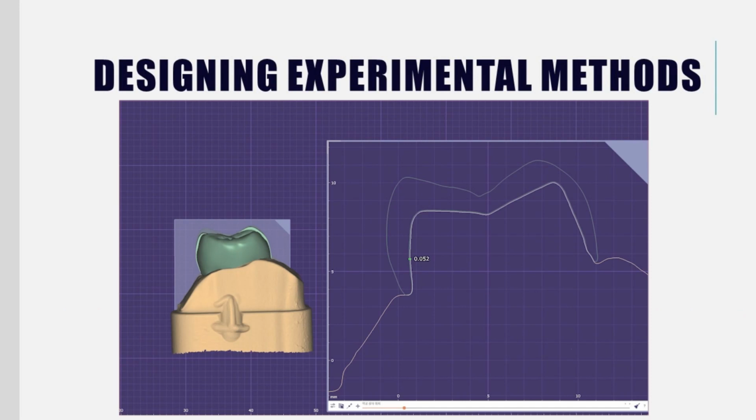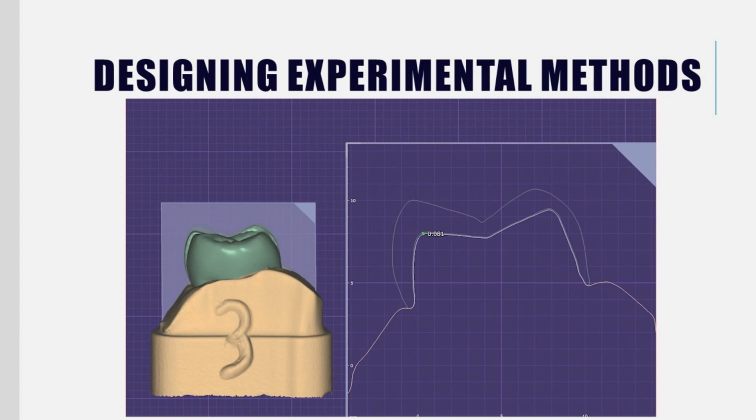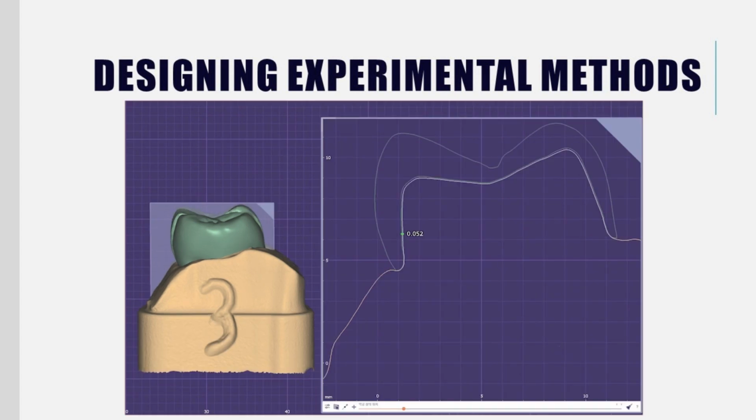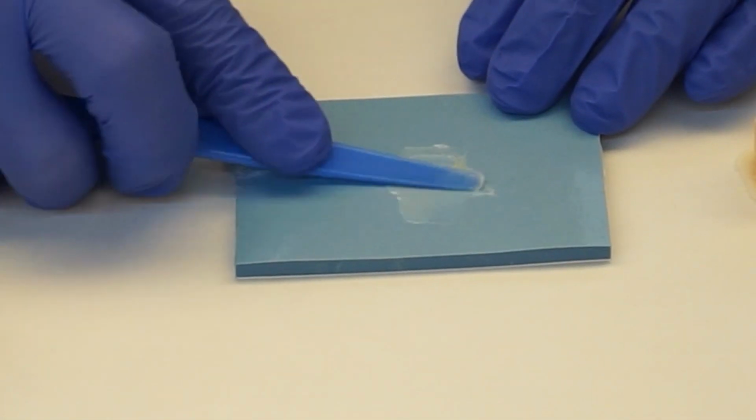The left side is uniformly 50 micrometers, the center is 80 micrometers, and the right side was experimented with a cement gap of 80 micrometers for the line angles only and 50 micrometers for the rest. I designed and machined each of the printed abutments. I used resin cement.